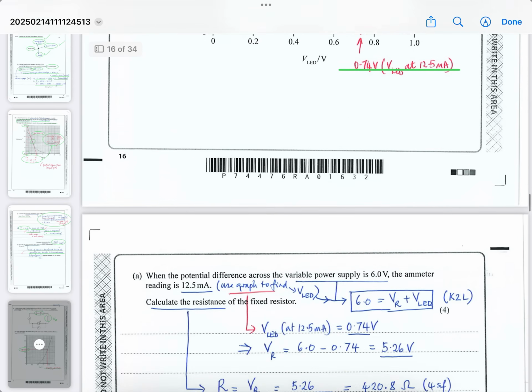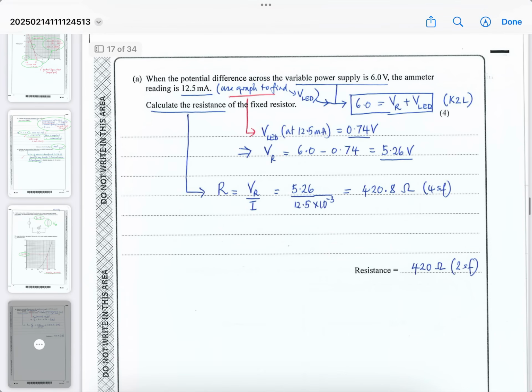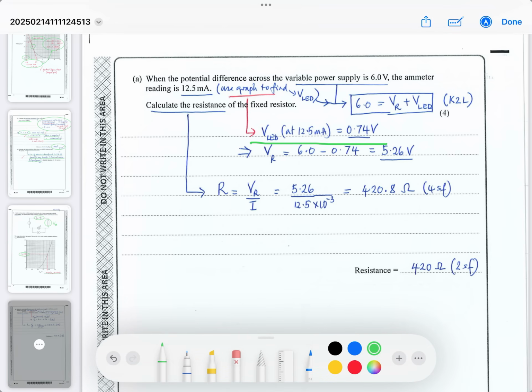So we now know that they're going to ask us about 12.5 milliamps when the potential difference across the variable power supply is 6.0 volts, 2 significant figures. The ammeter reading is 12.5 milliamps, so 3 significant figures. Use the graph to find the value of voltage for the LED. I showed you on the graph, the value of the voltage of the LED is 0.74 volts. Show that on your graph, okay? It's part of showing your working, as part of your communication. Then we know that the rest of the 6 volts will be across the fixed resistor, so the fixed resistor gets 5.26 volts.